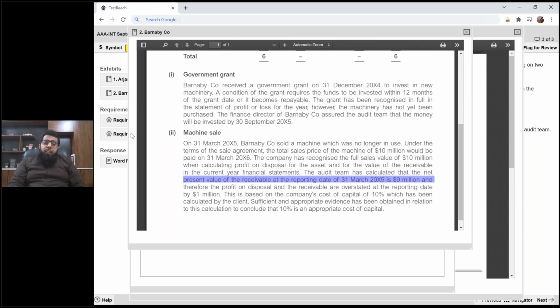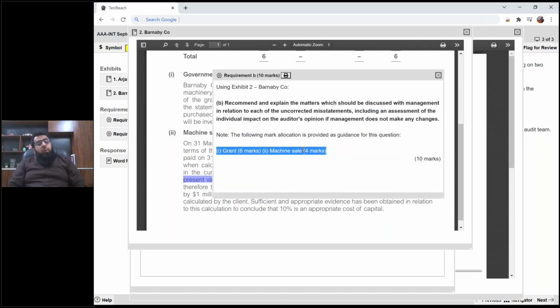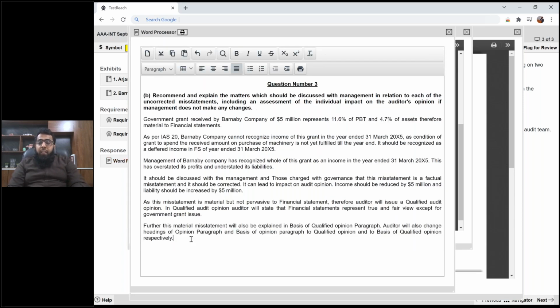Okay, now how many marks does this part hold? This part holds only 4 marks. Again, a very, very easy requirement. Okay, now we are talking about the machinery part. Now there are some questions.